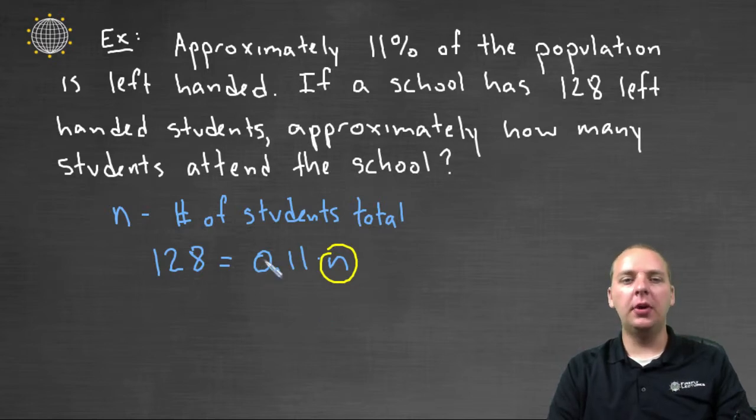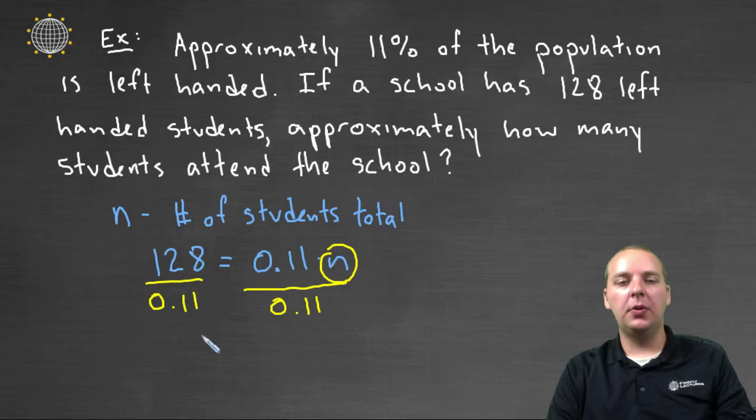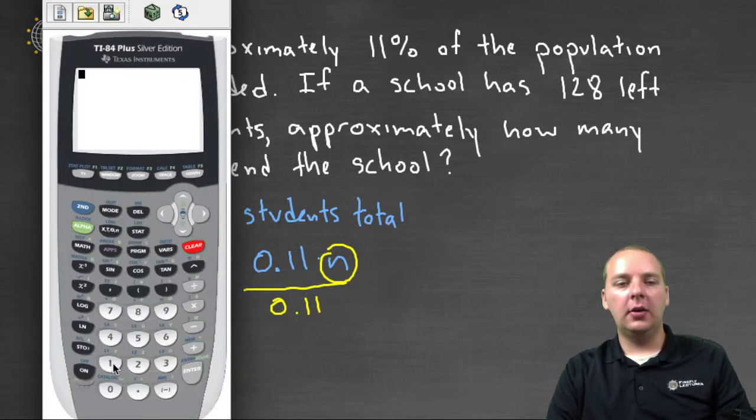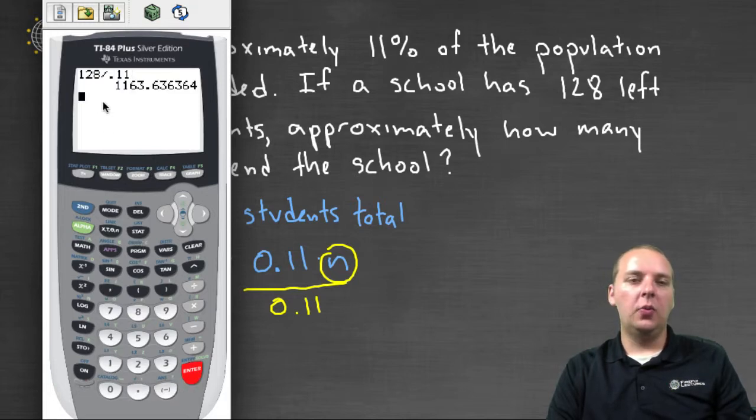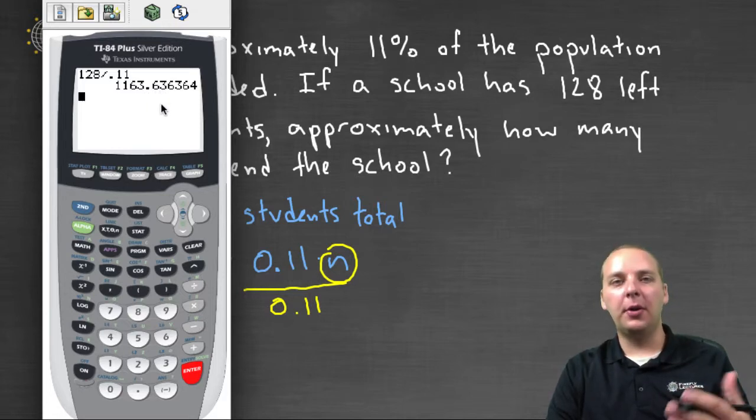It's pretty straightforward. We'll divide by the variable's coefficient. So we'll divide the left side by 0.11 and the right side by 0.11. And so n would be, we'll go to our calculator, we'll take 128 divided by 0.11 and we'd get 1163.63.